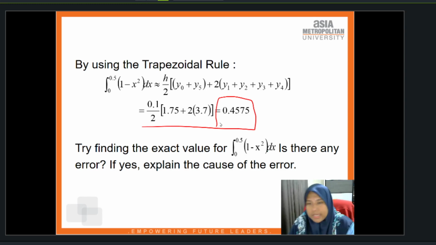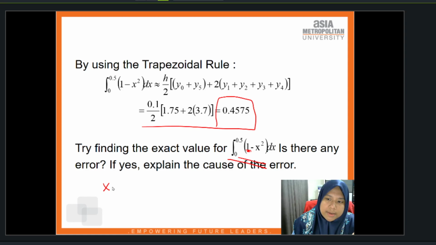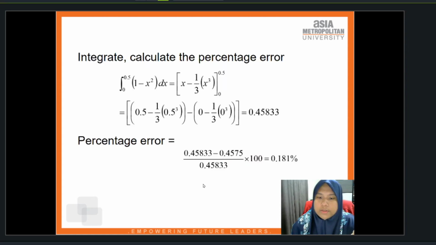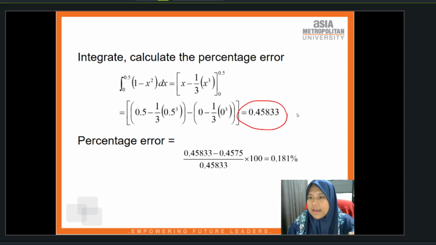Alright. Let's check if using the trapezoidal rule we are going to get the same value as using normal integration. So let's do normal integration for this. We integrate 1 to get x, minus x cubed over 3, from 0 to 0.5. Use your calculator and you get this. It's a bit more.